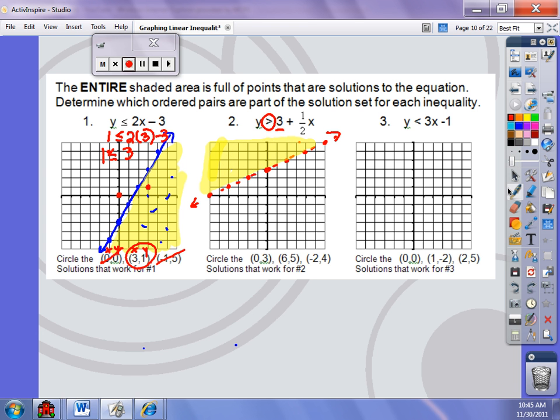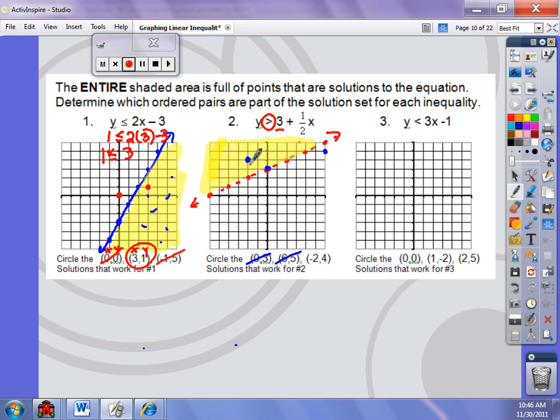Okay? If the question asks to find these different points, we're just going to check them. So (0, 3). Notice this one falls on the line. Well, just like when we did regular inequalities with one variable, if it fell on an open circle, it wasn't going to be a solution. So this one is not going to work. (6, 5) falls right here, and that's not in the shaded region.